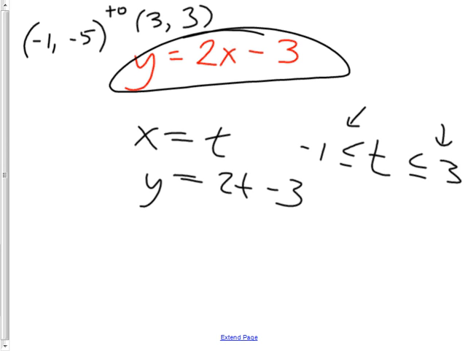Okay, so that's taking a normal equation, and I'm going to use a word that isn't a real word, but I think you'll get it. You're parametricizing it. So, we just parametricized a non-parametric equation.